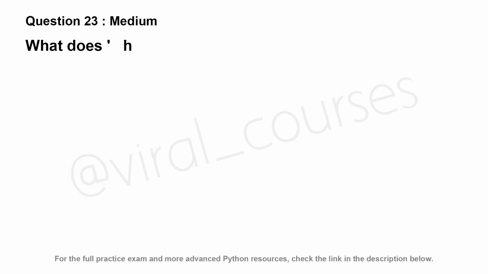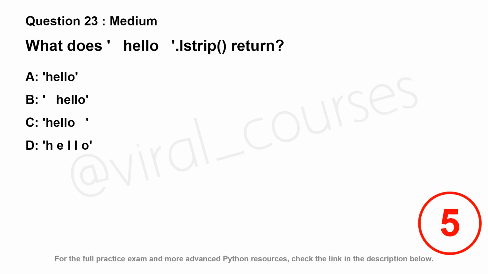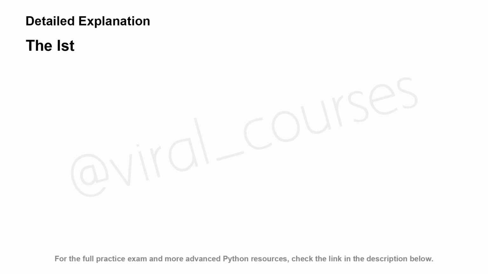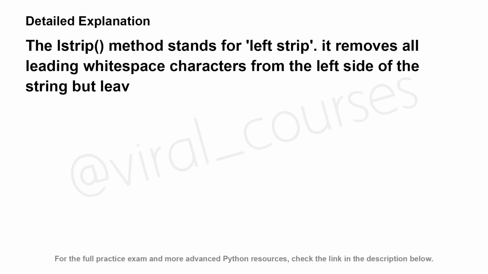What does '  hello'.lstrip() return? Option A, hello. Option B, hello. Option C, hello. Option D, hello. The correct answer is C. The lstrip method stands for left strip. It removes all leading whitespace characters from the left side of the string but leaves the right side whitespace intact.